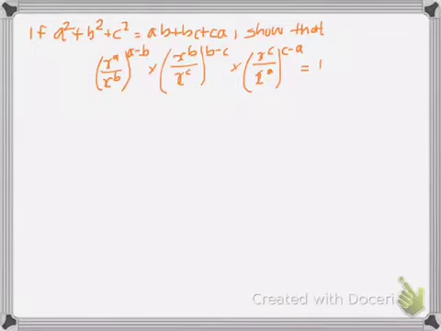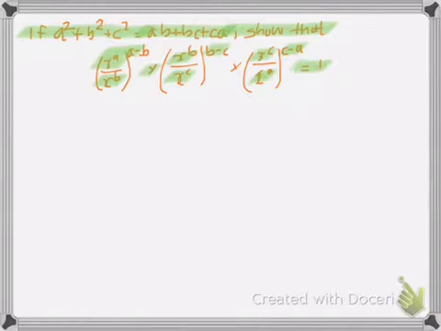Hello, let's try to solve another question from exponential equation. The question says if a squared plus b squared plus c squared is equal to ab plus bc plus ca, then show that (x to the power a divided by x to the power b) whole power a minus b, times (x to the power b divided by x to the power c) whole power b minus c, times (x to the power c divided by x to the power a) whole power c minus a, should equal 1.